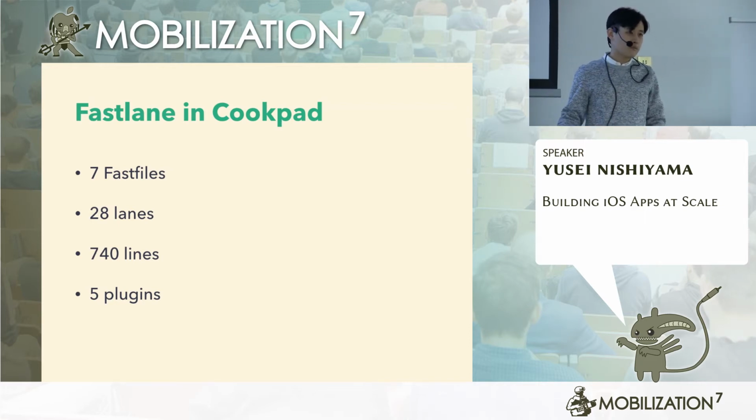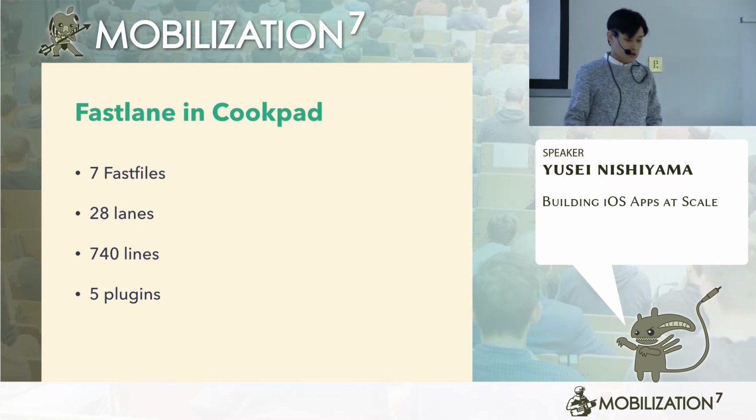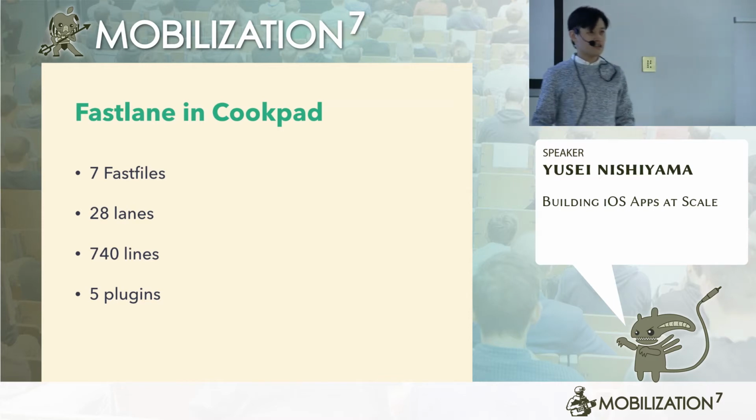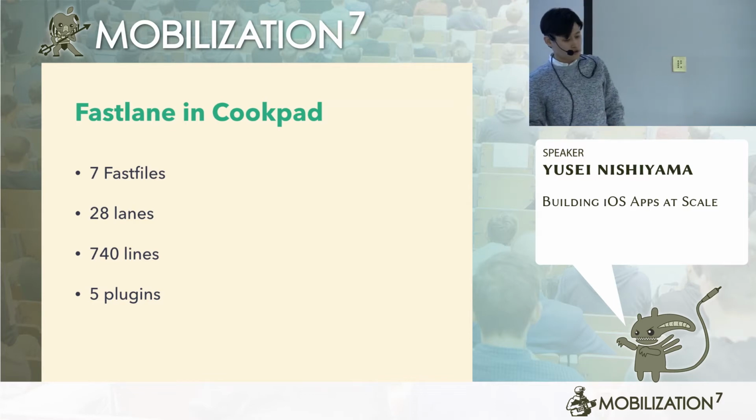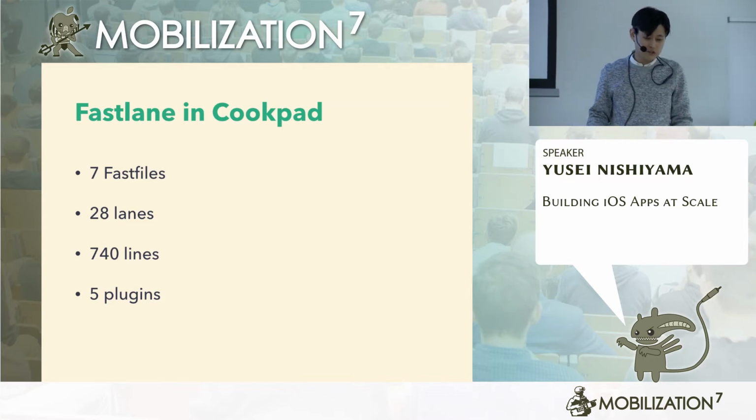Fastlane is now very popular among mobile developers, and you might be familiar with some common use cases like running tests or uploading your app to HockeyApp. So I'm going to show lesser known and a bit more practical examples.